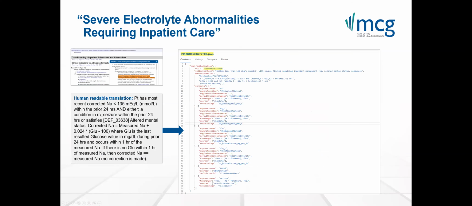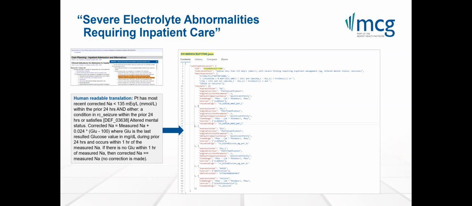So in this example, I'm going to take you through what one of our rules look like. This is an indication under our systemic or infectious condition guideline. The content authors created a definition for identifying severe electrolyte abnormality. This definition has several components, but this particular indication is looking for a sodium level less than 135 MEQs with a severe finding that requires inpatient care.